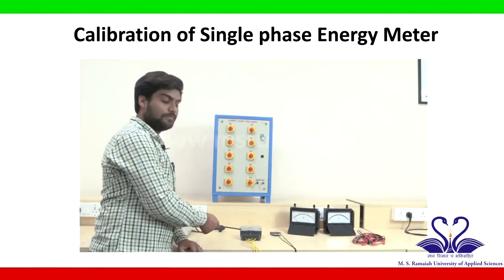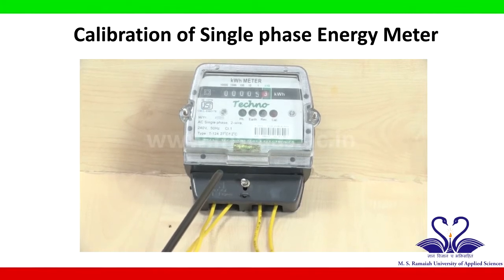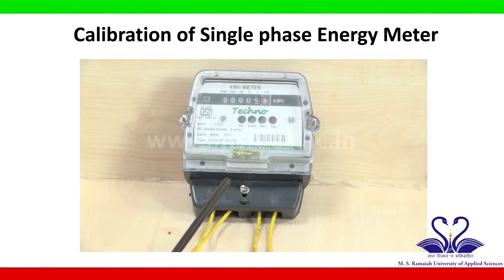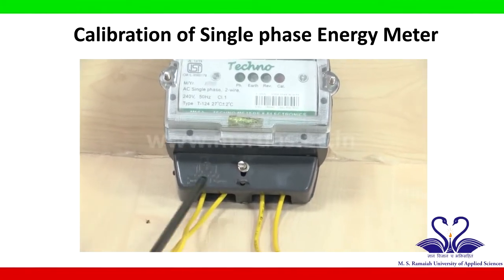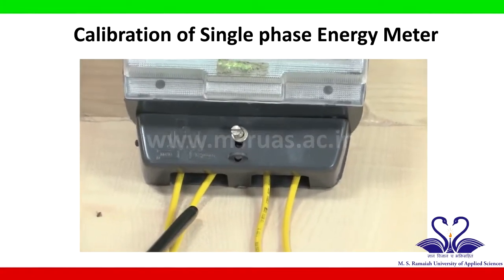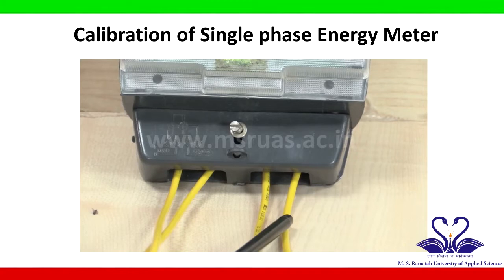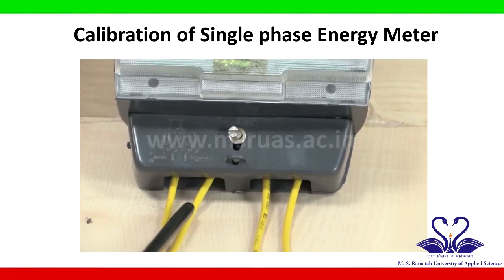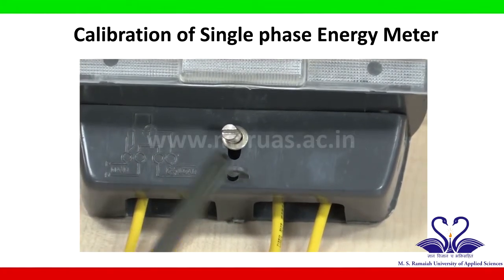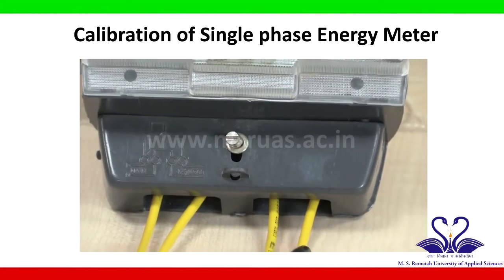Next is energy meter. Energy meter is a device which is used to measure and record amount of energy consumed in particular amount of time for a given load. Basically, energy meter has 4 terminals. First 2 terminals are input terminals and next 2 terminals are output terminals. First two terminals, that is input terminal, is connected to the source, and the next 2 terminals, that is output terminal, is connected to the load.